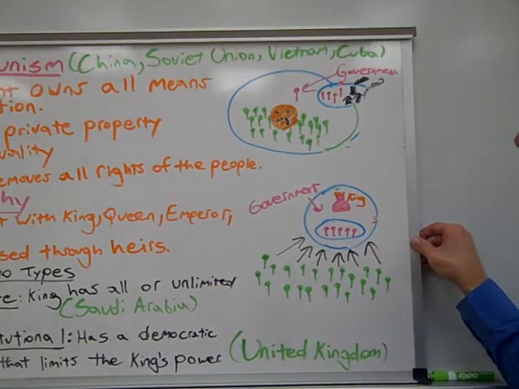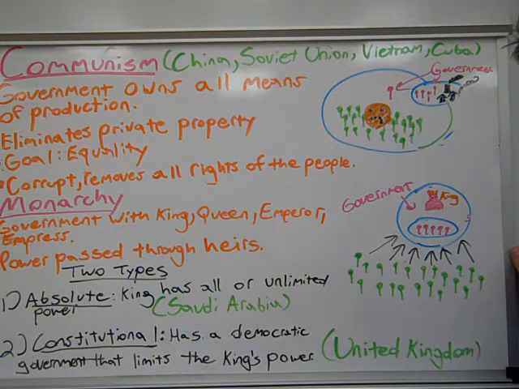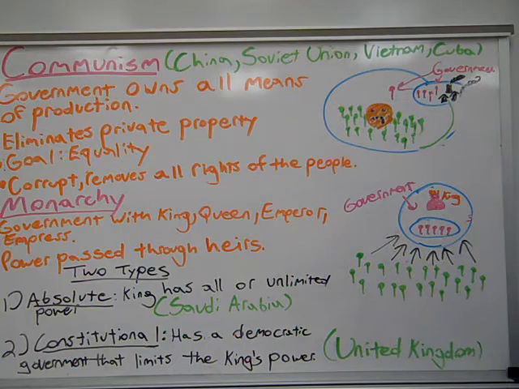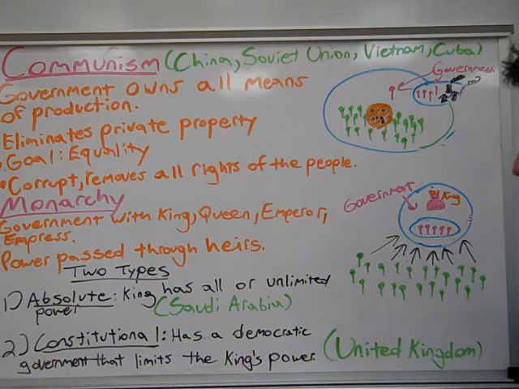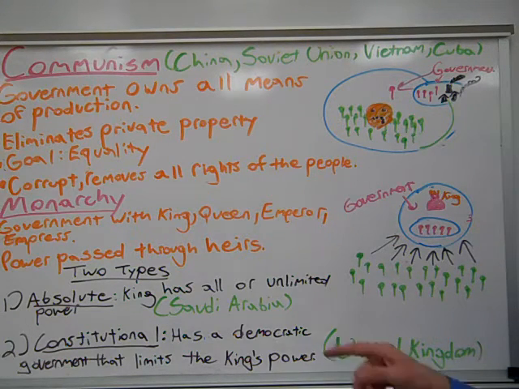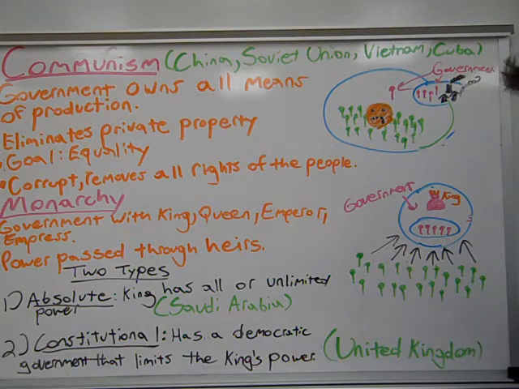The next form of government is monarchy. And under a monarchy, it's a king or queen, emperor or empress, and powers pass through heirs, which means that whoever their son or daughter is, usually they become king or queen. And there's two types. Absolute, which is the king has all or unlimited power. For example, in Saudi Arabia, it's almost autocracy, but because it's a king or queen, it's going to be a monarchy. And the second one is constitutional, where there's a democratic government, a parliament, that limits the king's powers.